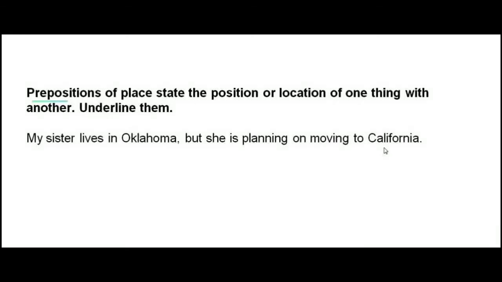Now let's review the use of prepositions and practice a bit. Remember that prepositions of place state the position or location of one thing with another. Read the following sentence and underline them. My sister lives in Oklahoma, but she is planning on moving to California. In.